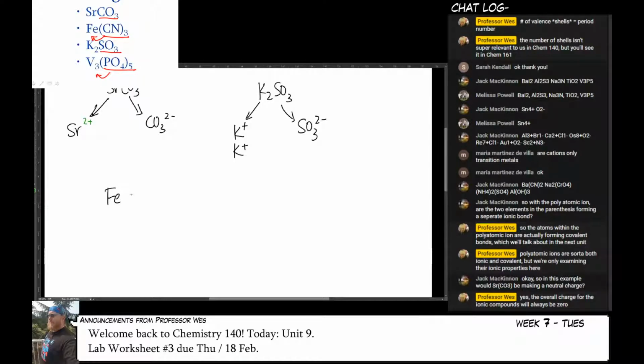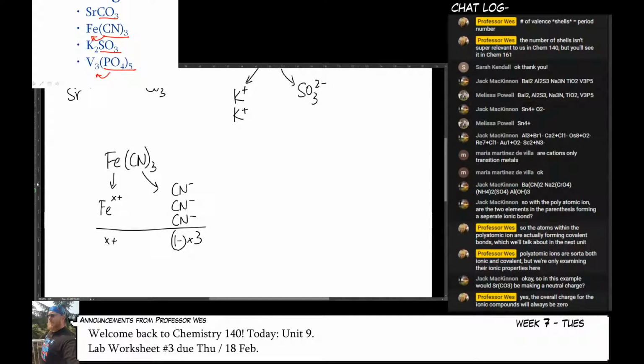So we got iron 3. Oops, I already said what it is, but... So there's my iron, and I don't know what its charge is. But I've got 3 cyanides, and each of them is 1-. So if this is the scenario we're in, the only number that fits here must be 3+, so that must be iron's charge, and then cyanide would be CN-.